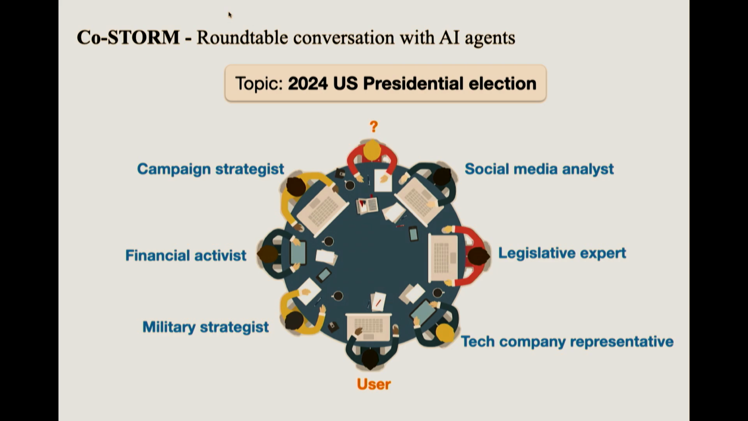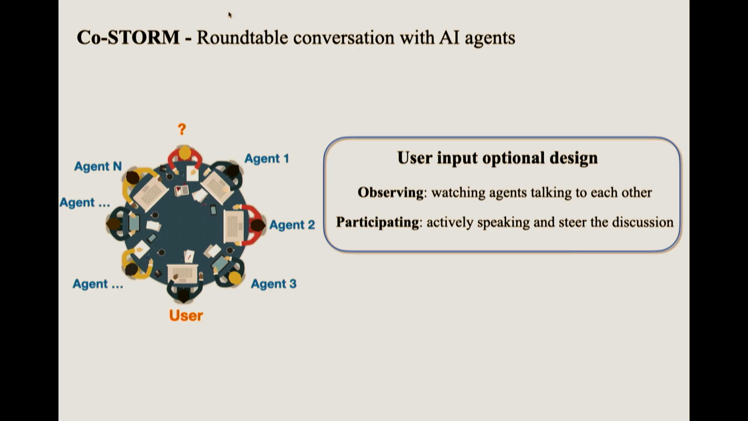In this process, you can choose whether you want to sit back and listen or choose when you want to engage. This is the input-optional design of Co-Storm, where the user can choose to observe by watching agents talk to each other. This facilitates serendipitous findings, knowing unknown unknowns, and thinking about things you never thought about before. And when you have something in your mind and you want those experts talking in that direction, you can actively participate by speaking and steer the conversation.